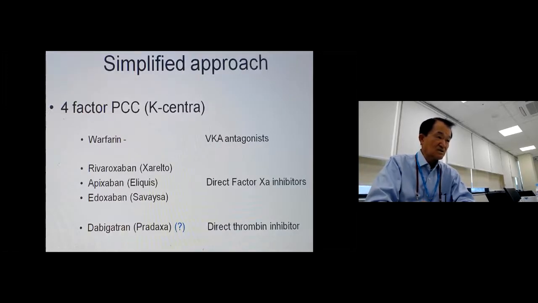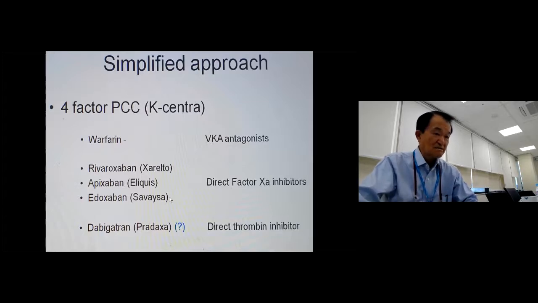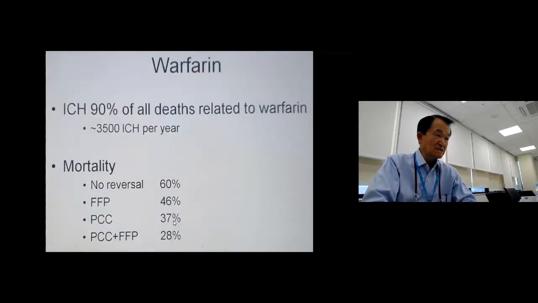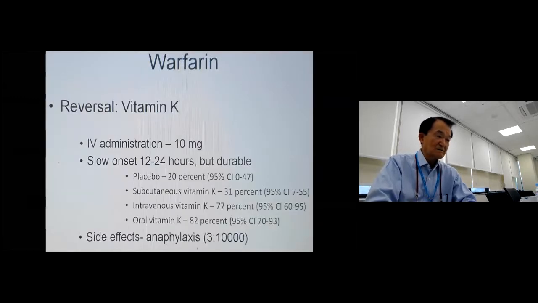And then usually warfarin. Other things, as you see, factor Xa inhibitors and direct thrombin inhibitors have been tested. Warfarin is a vitamin K antagonist that inhibits synthesis of proteins C and S. It has been recently used, still used, but the side effect is still a problem. Yeah. So vitamin K is a reverser.